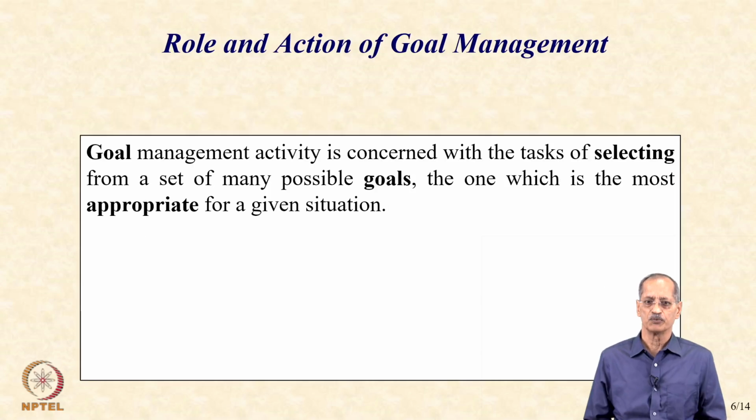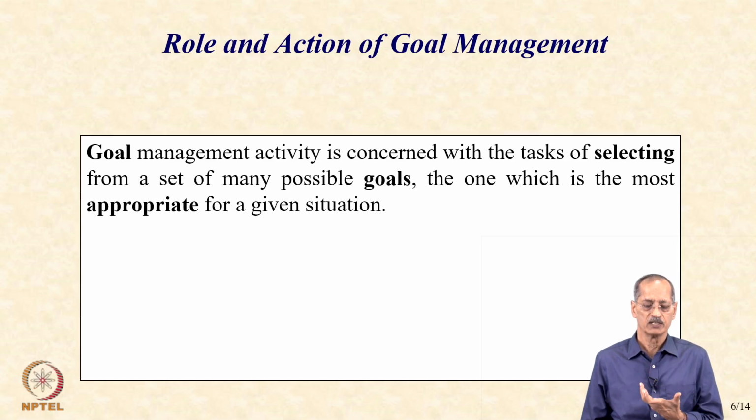Next comes the attribute of goal management. This essentially is an activity which involves selecting from a set of many possible goals the one which is most appropriate for a given situation, because all our behavior is goal seeking behavior or goal oriented responses. So, there could be many goals, you pick one which is the most appropriate, and then that goal is what you are going to try to achieve through your actions.